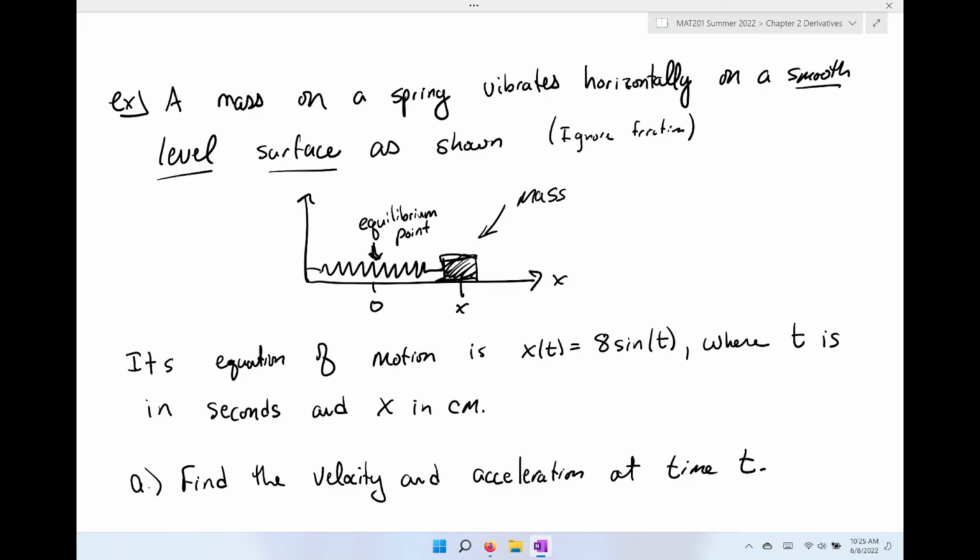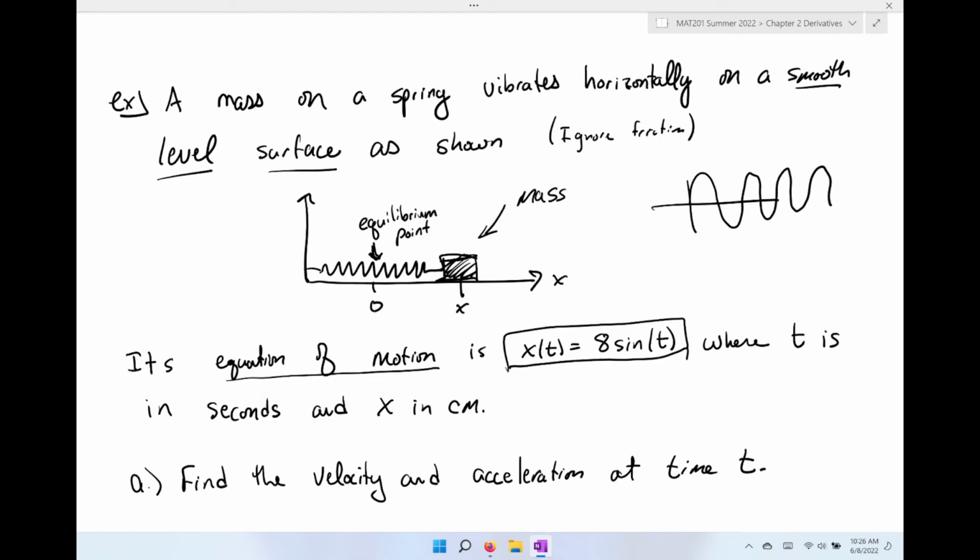So if I were to pull back on this mass and let it go, we know that it will oscillate back and forth, and we can measure that oscillation with its equation of motion, which is x of t equals 8 sine t. So we know that the amplitude is 8, so this is just going to oscillate back and forth like this, and it's going to be there forever, just moving back and forth perfectly, okay?